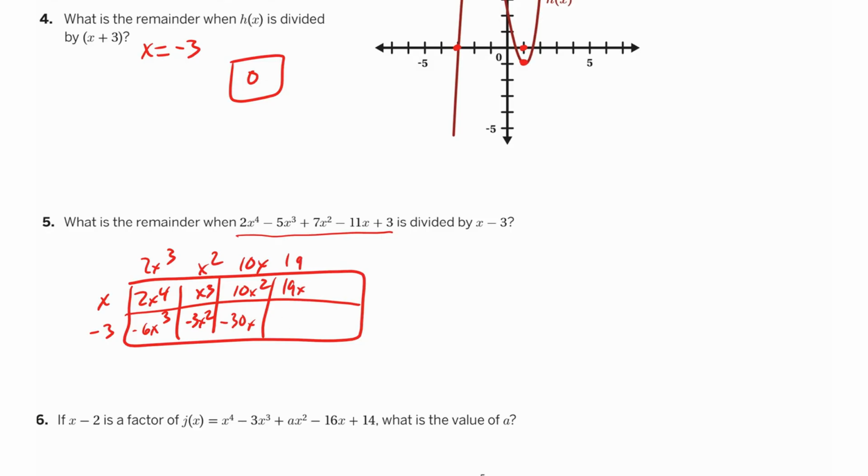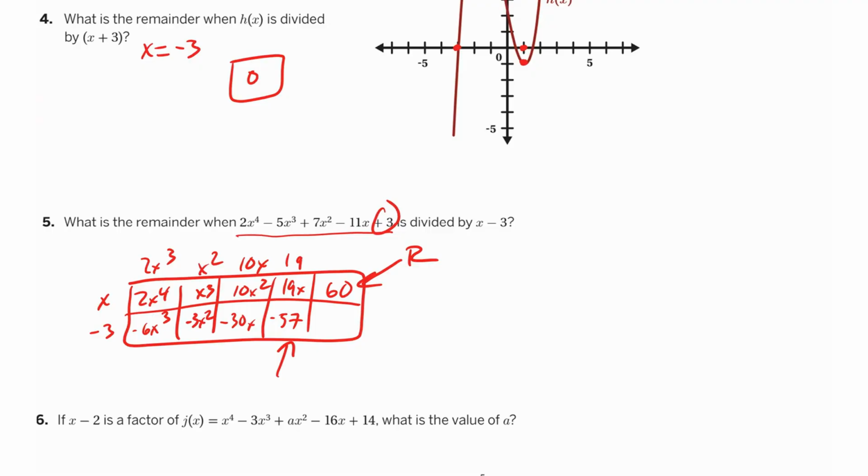Oh boy, this is an ugly number. So 19 times negative 3 is negative 57. And so what I need to add to this to get this here would end up being 60. So my remainder here is 60.